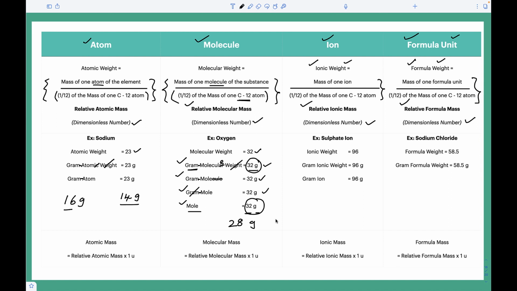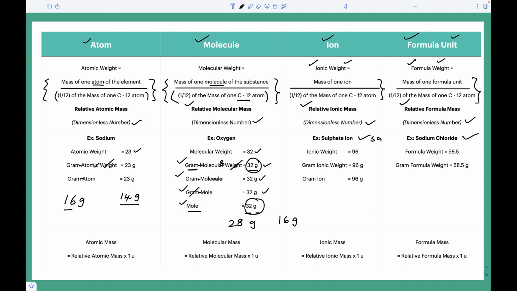What is 1 mole of methane? The molecular weight of methane is 16. So if you take 16 grams of methane, you have 1 mole of methane. So mole, gram molecule, gram molecular weight, they are all one and the same, and it represents the molecular weight in grams. Now these two are self-explanatory.